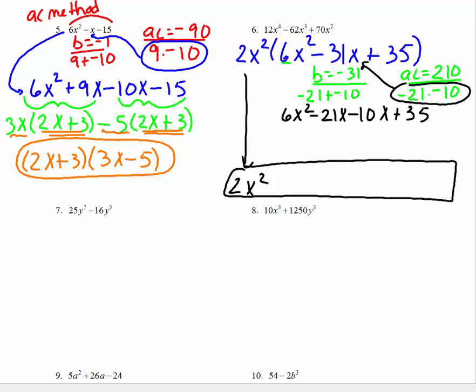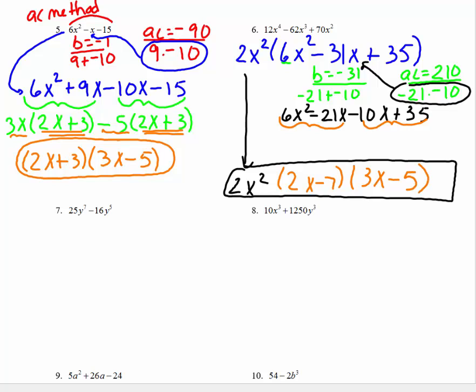So I'm going to let you finish the factor by grouping. Again, just group the first two, pull out what's in common. Group the second two, pull out what's in common. So my final answer is 2x squared, and then a 2x minus 7, and then times 3x minus 5.